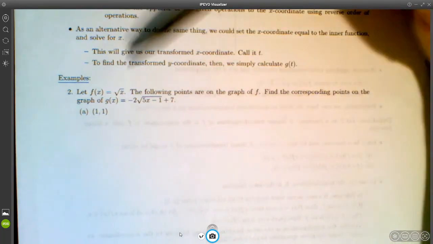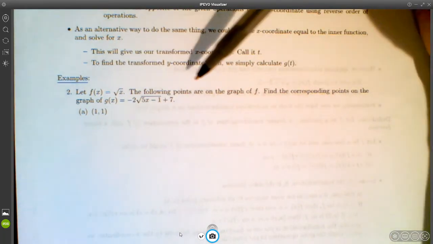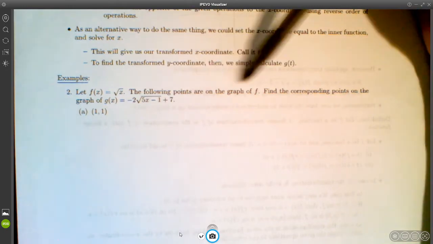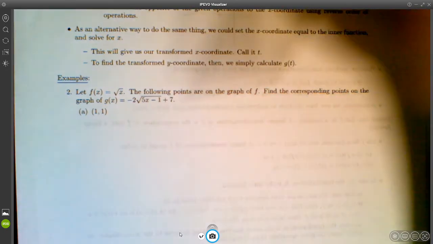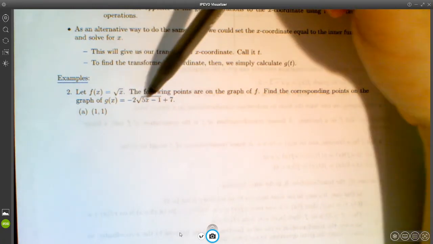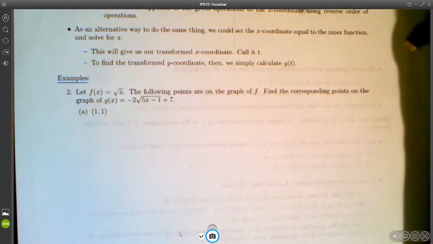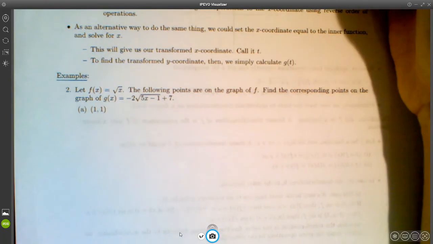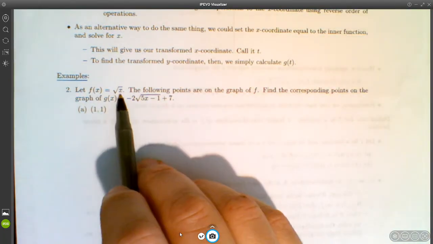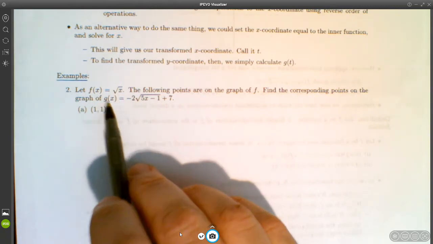with an example. So let's say that f of x equals square root of x. The following points are on the graph of f. Find the corresponding points on the graph of g of x equals negative 2 times the square root of 5x minus 1 plus 7, which is a pretty nasty function, right? So we know that (1, 1) is on the graph of f. The question is, what's the corresponding point on the graph of g?